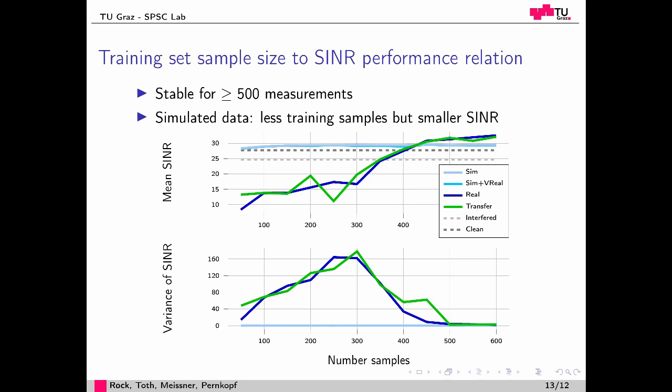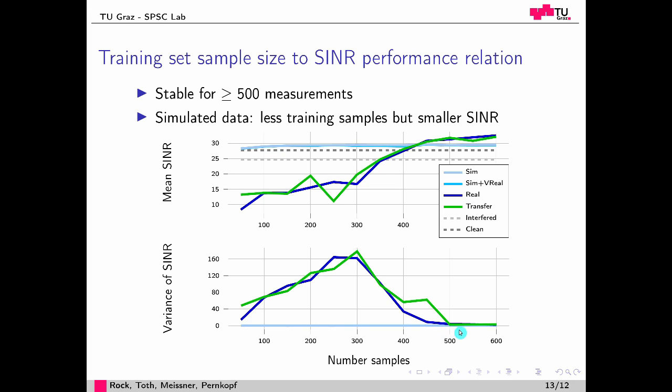We were also interested in the effect that the number of training set samples has on the training and the performance. So we trained the same model on subsets of the training set with different sizes. Each training subset was used 10 times, and we then plotted the mean and variance of these results. We did that for simulated and measurement data, but the evaluation was always done on measurements.